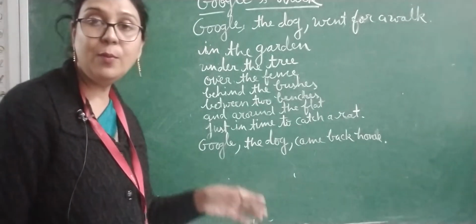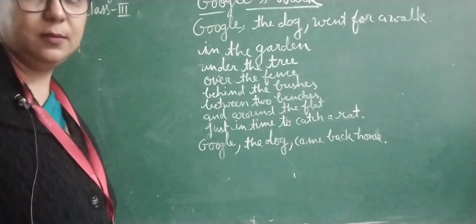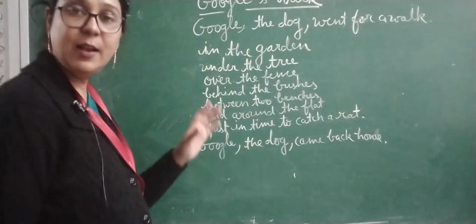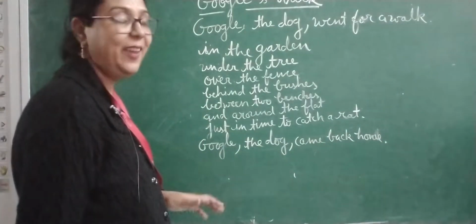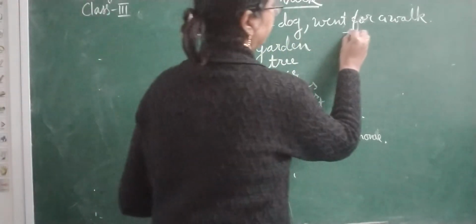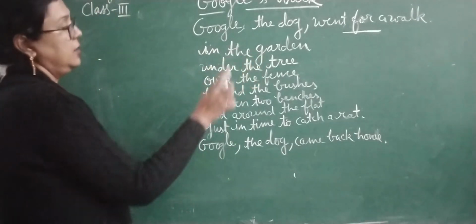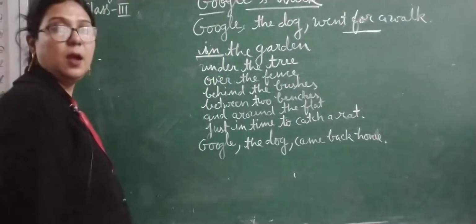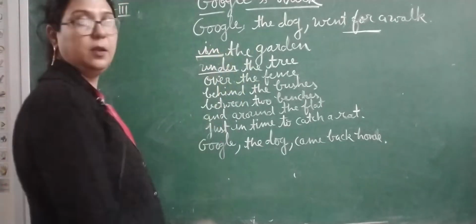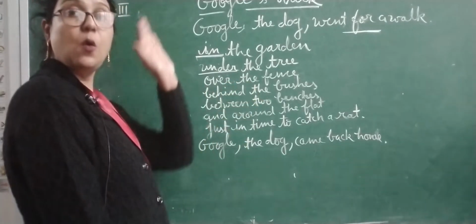So children, this is the poem and we are going to underline the correct prepositions. Okay. Now children, let's start underlining the prepositions. Google the dog went for. So we will underline for, children. Now here you can see the second line, in the garden. Where is it? In the garden. This is the preposition. Now under the tree. Under the tree. Over the fence. Over the fence.